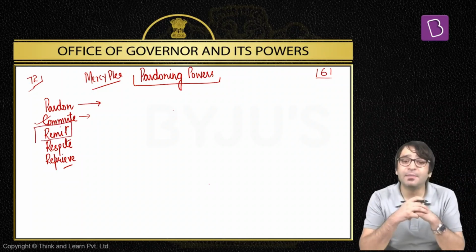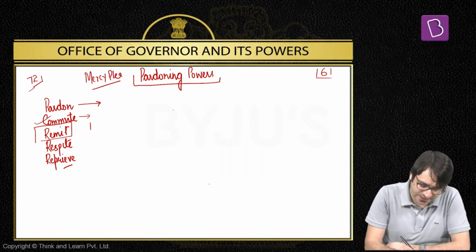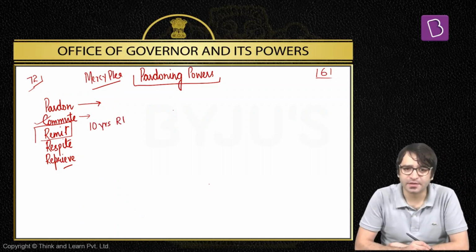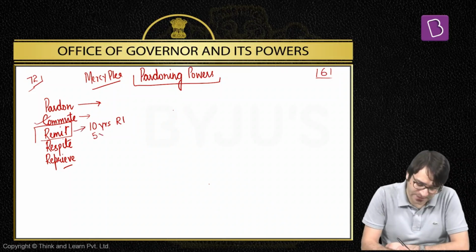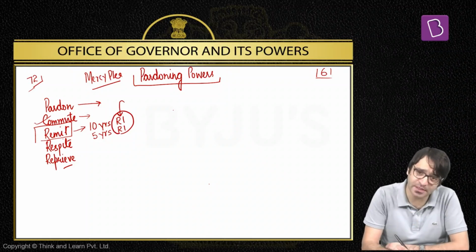Or the president may remit my sentence. What is this remit? Let's say, for example, I was sentenced to 10 years in jail, rigorous imprisonment. This sentence has been remitted. Now I will be sentenced to only 5 years in jail, but the character of this sentence will remain the same. That means the character was rigorous imprisonment, character will remain rigorous imprisonment, but only the duration has changed from 10 years to 5 years.